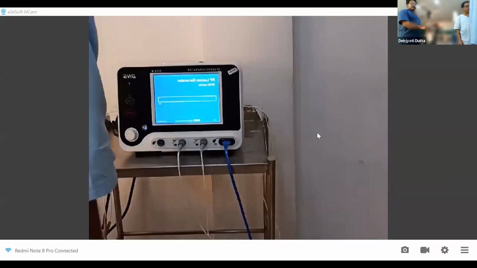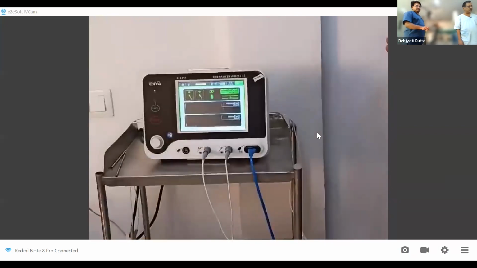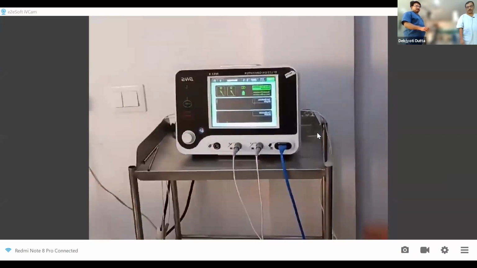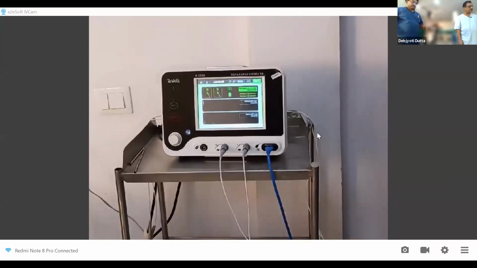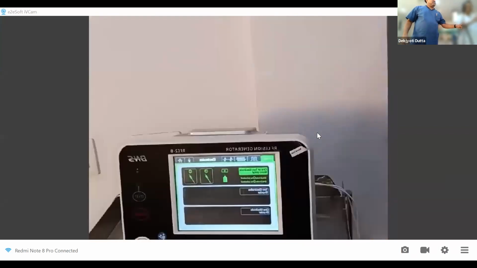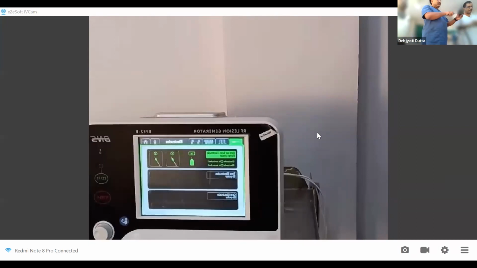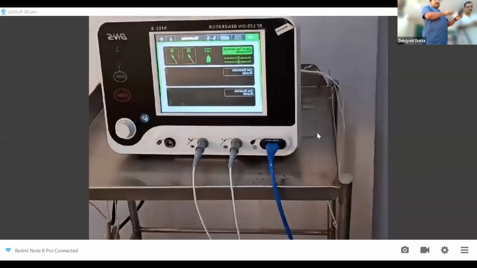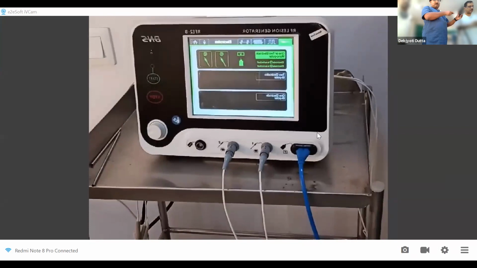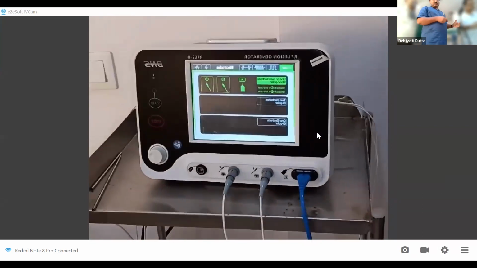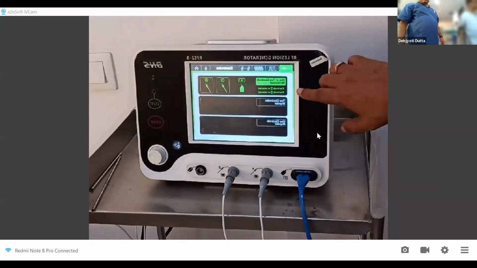So again, there are different companies' machines. This is one of the companies, but the basic features are the same. Machine to machine, some of the knobs and the touch screen might vary, but otherwise the basic primary features are all the same. So here you see this is the probe selection.